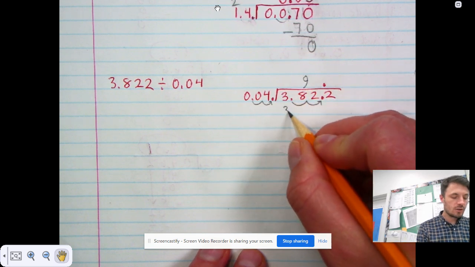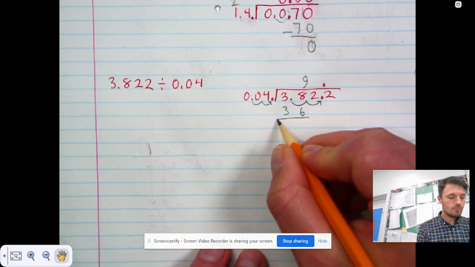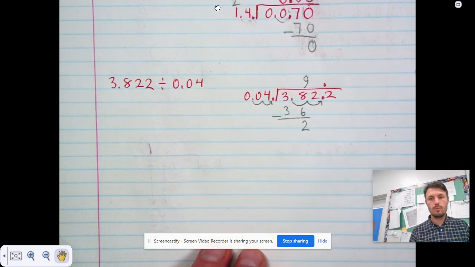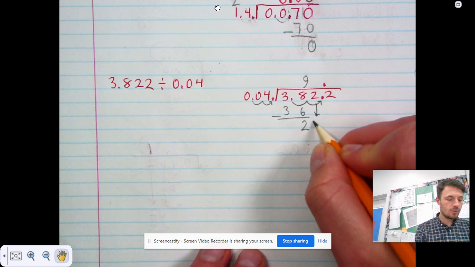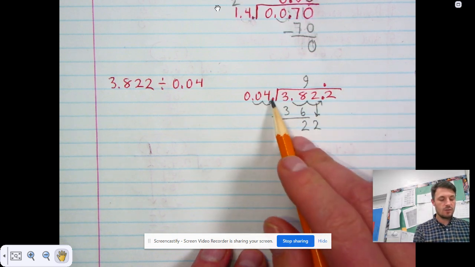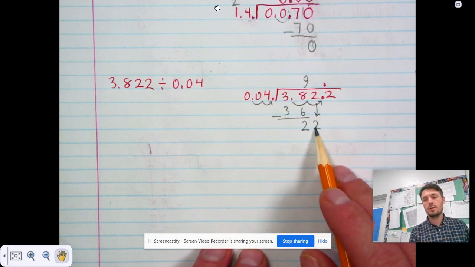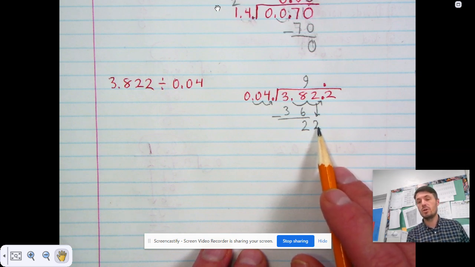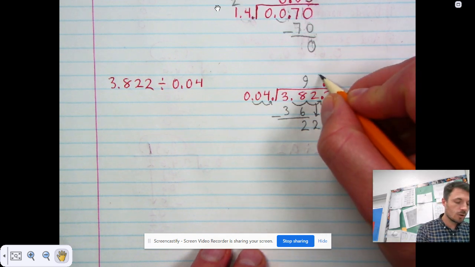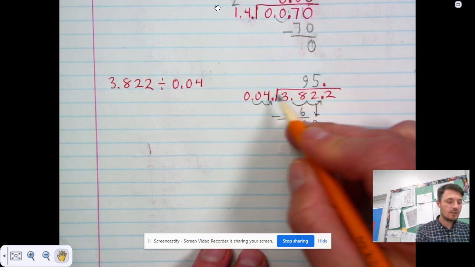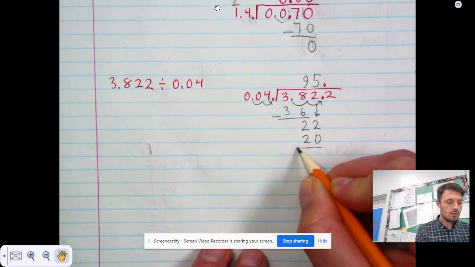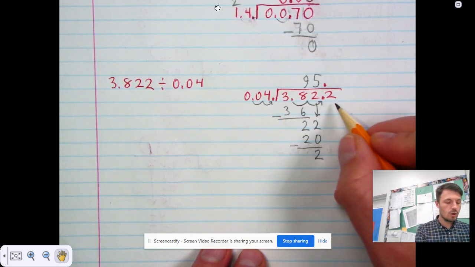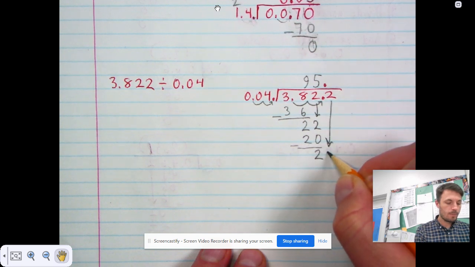9 times 4 is 36. 38 minus 36 is 2. Is 2 smaller than 4? Yes. So now we bring down the 2. Now we go back to divide. 4 can fit into 22. How many times? 4 times 5 is 20. That gets us as close to 22 as we can get without going over. So 4 can fit into 22 5 times. 5 times 4 is 20. 22 minus 20 is 2. 2 is smaller than 4. So now we bring down.